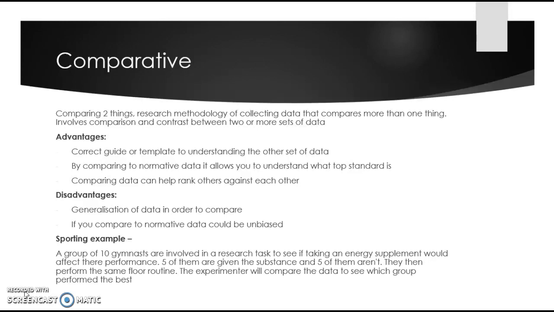Disadvantages are generalization of data in order to compare. If you compare to normative data, this could be biased. The sporting example is a group of 10 gymnasts are involved in a research task to see if taking an energy supplement would affect their performance. 5 of them are given the substance and 5 of them aren't. They then perform the same floor routine. The experimenter compares the data to see which group performed the best.